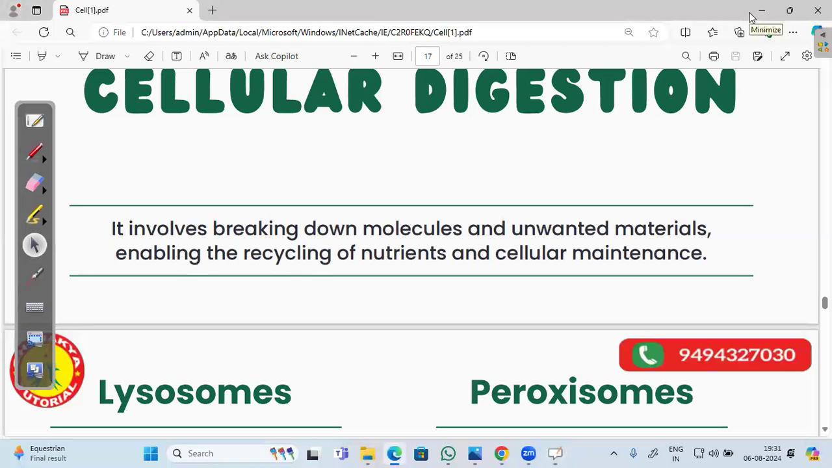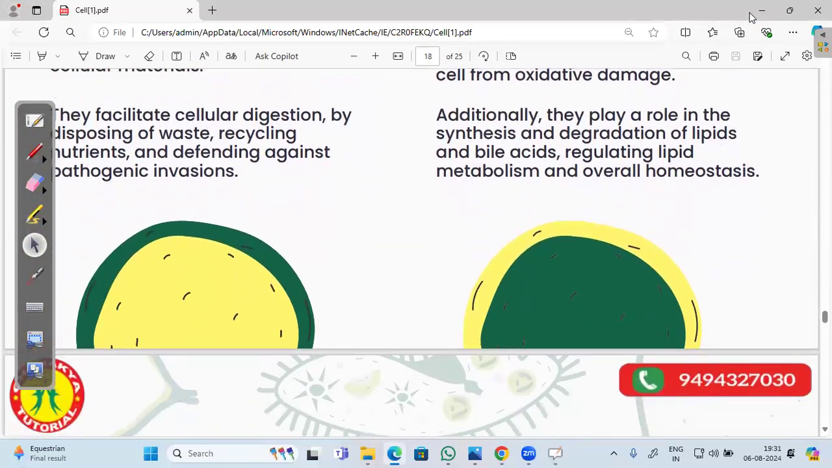Is there anything which is left out? Students, is there anything that is left out? No, sir.